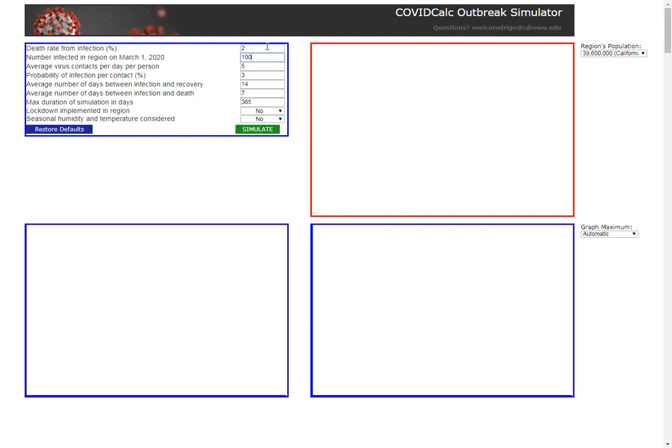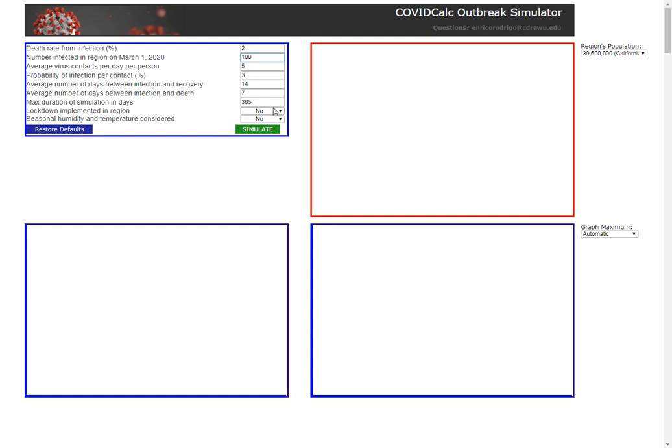Okay, so we're going to assume the death rate is 2%. The average virus contacts per day per person, we're going to assume that's 5. And when a person comes into contact with an infected person, we're going to assume the probability is 3% that they get infected. The average number of days between infection and recovery is assumed to be 14, and the average number of days between infection and death, I'm going to say it's 7. We're going to simulate what happens for the next year, and if the outbreak ends before that year, the simulation will end when the outbreak ends.